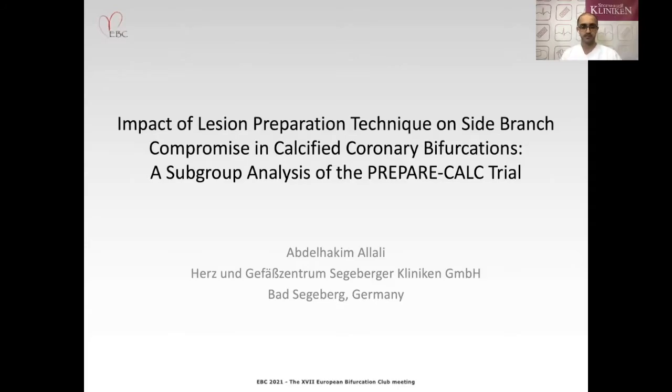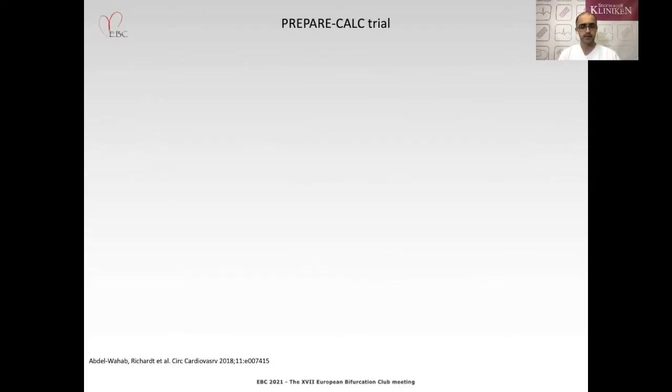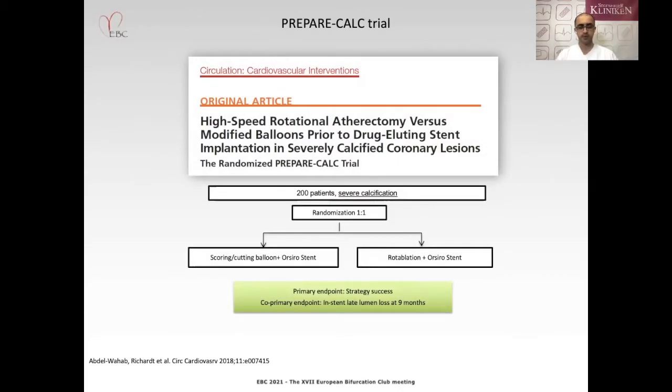The title of my presentation is Impact of Lesion Preparation Technique on Side Branch Compromise in Calcified Coronary Bifurcations. This is a subgroup analysis of the Prepare-Calc trial. The Prepare-Calc trial was a randomized trial in which 200 patients with severe calcified coronary lesions were randomized 1-to-1 to either strategy of scoring cutting balloon or rotational atherectomy, followed by implantation of the sirolimus eluting stent.